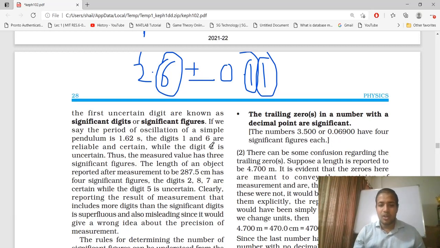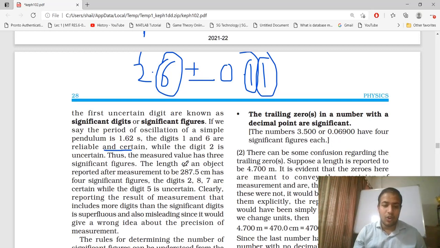If we say the period of oscillation of a simple pendulum is 1.62 seconds, the digits 1 and 6 are reliable and certain, while the digit 2 is uncertain. First I read wrong, it is certain. Thus the measured value has three significant figures.